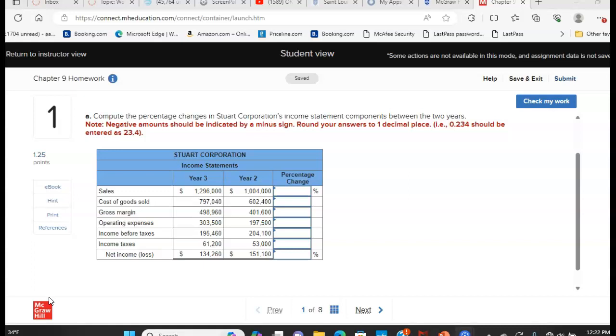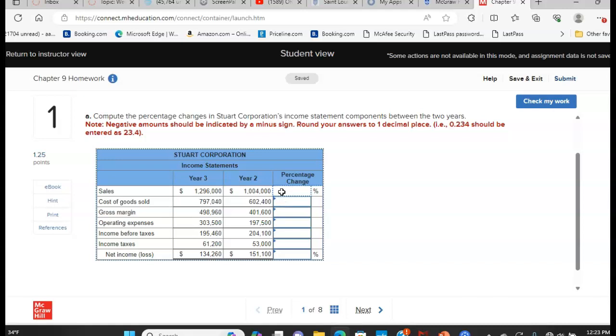Okay, so what the first problem focuses on is the percentage change. Compute the percentage change for the income statement component between the 2 years. Negative amount should be indicated by a minus sign. Round your answer to one decimal place. For example, if it's 0.234, it should be written as 23.4%.